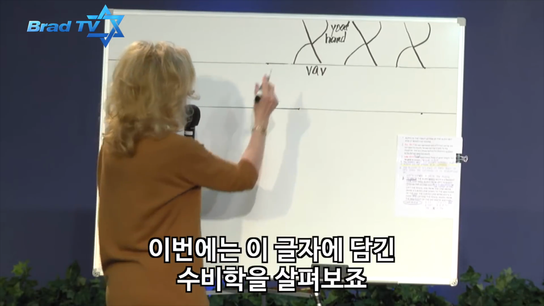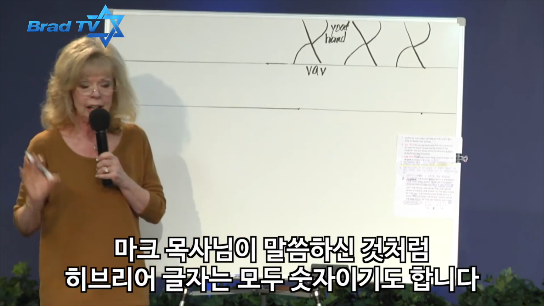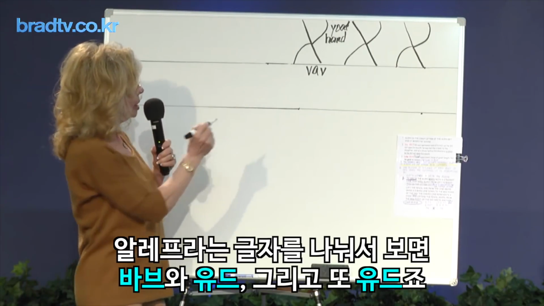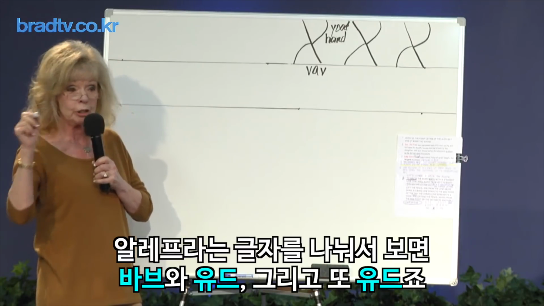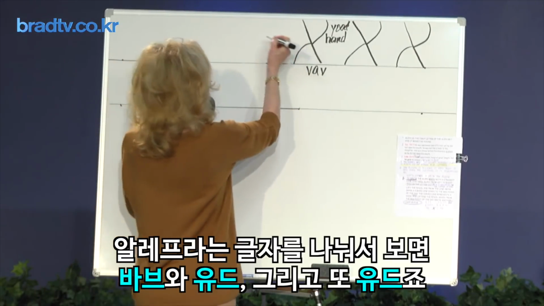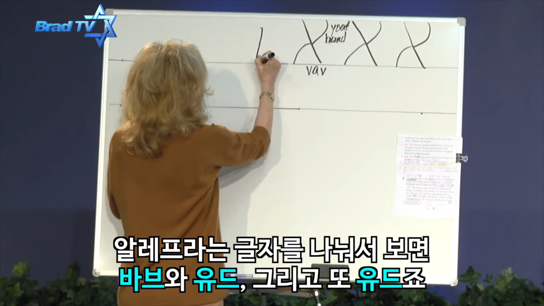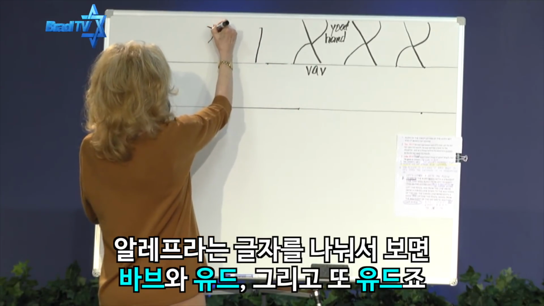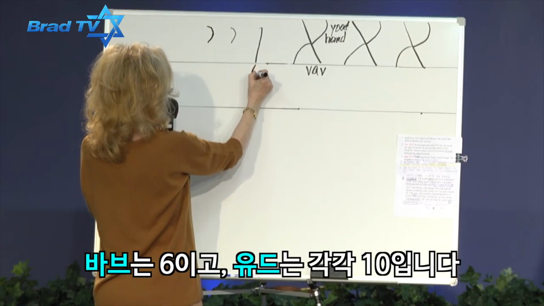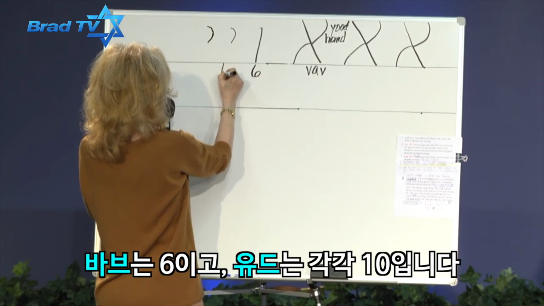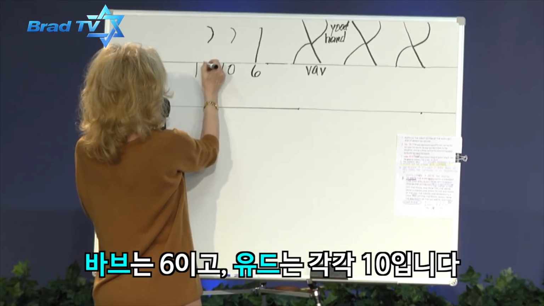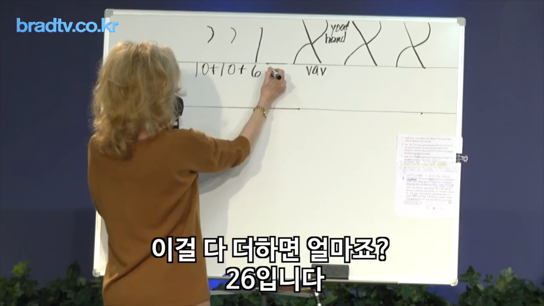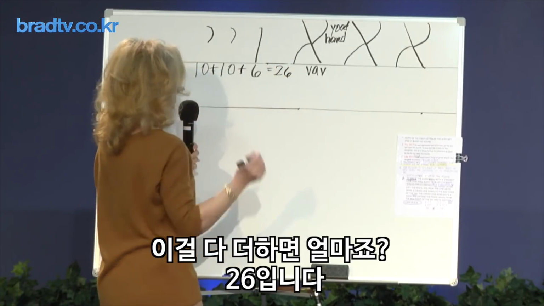Now look at the gematria of this letter. This is amazing. As Pastor Mark said, every Hebrew letter is also a number, right? So we're going to take this Aleph apart into its individual letters, and we're going to have a Vav, a Yud, and a Yud. A Vav is 6, a Yud is 10, and another Yud is 10. And what does that equal? 26.